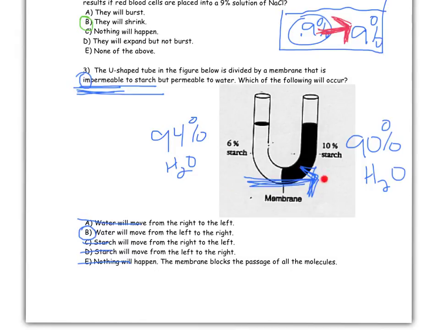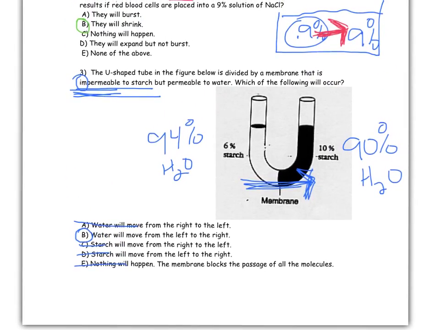I identified in which direction water is moving. Then I went through and chose the right answer and canceled out the others. That's how you do each of these problems and maximize your chances of getting it right on the end of your exam. So let's move on to another example.